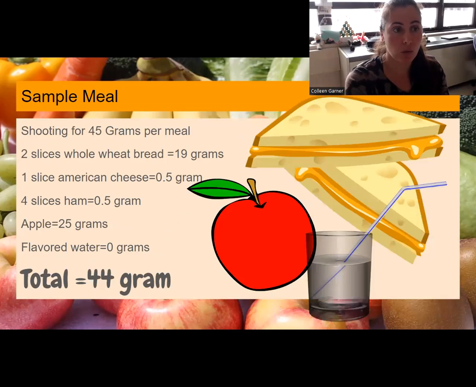And here's a sample meal. We're going to shoot for 45 grams per meal. So we've got 2 slices of whole grain bread, 1 slice of American cheese, 4 slices of ham, an apple, and just some flavored water because there's no extra carbs in that. So we've got about 44 grams per meal. That's not too bad, right?